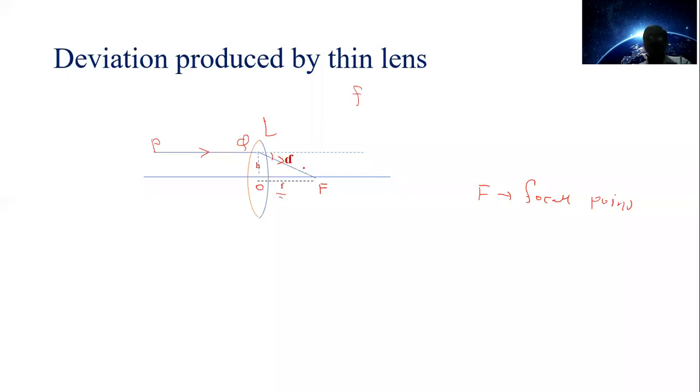Now see from this geometry. Here deviation is how much? Deviation produced by the lens is delta. Delta is the deviation produced by the lens.